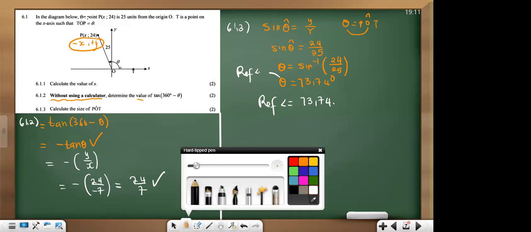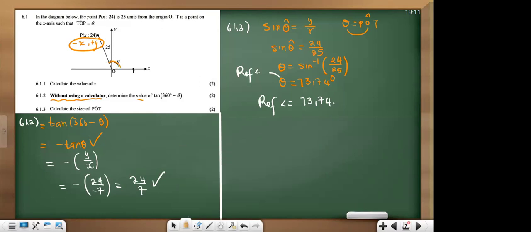Our answer should be greater than 90 because I'm basically in the second quadrant. What is the reduction here? 180 minus the reference angle. So can I say theta equals 180 minus the reference angle plus k times 360, where k is an element of integers. This is the general solution. So theta will be 180 minus 73.74 plus k times 360, where k is an element of integers.